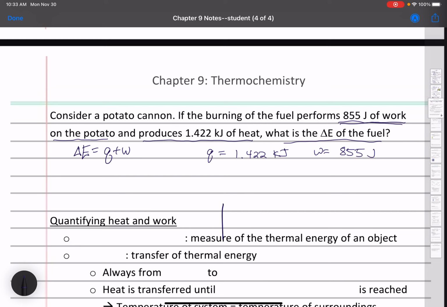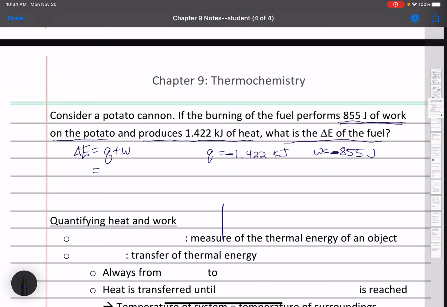Our job is to determine what the sign of each of those needs to be. If the burning fuel performs 855 joules of work, so the work is done by the system, then that's going to be negative. Work done by the system is negative work. And it produces or gives off heat, then again, this is going to be negative heat. So these two values are both negative.